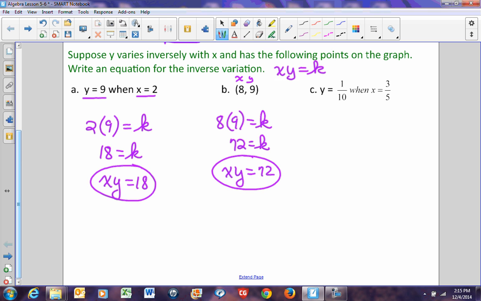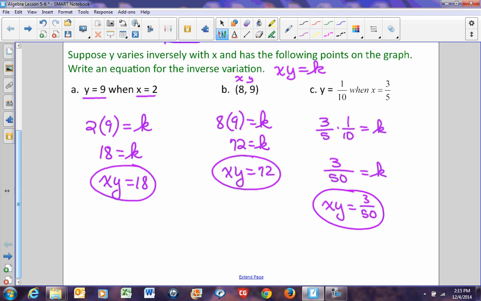The last question here, they give you fractions. You have to remember how to do fractions. Remember, multiply straight across the top, straight across the bottom. So if we're going to multiply x times y, we have 3/5 times 1/10. That's going to equal k. Straight across the top is 3, straight across the bottom is 50. So k equals 3/50. So my equation would be xy equals 3/50. As simple as that. That's how you write the equation of inverse variation.